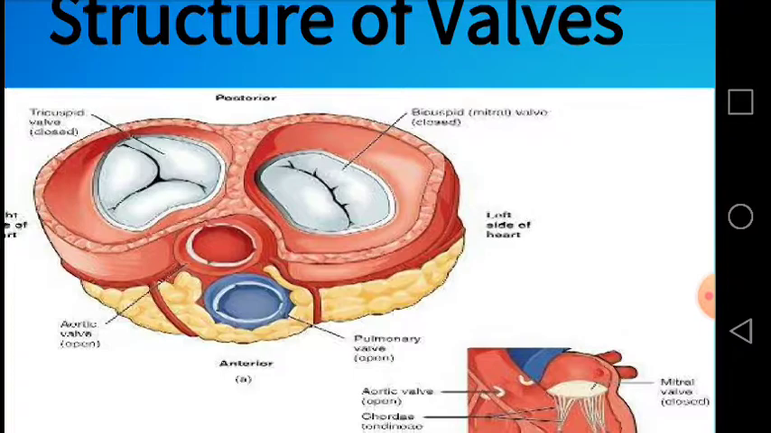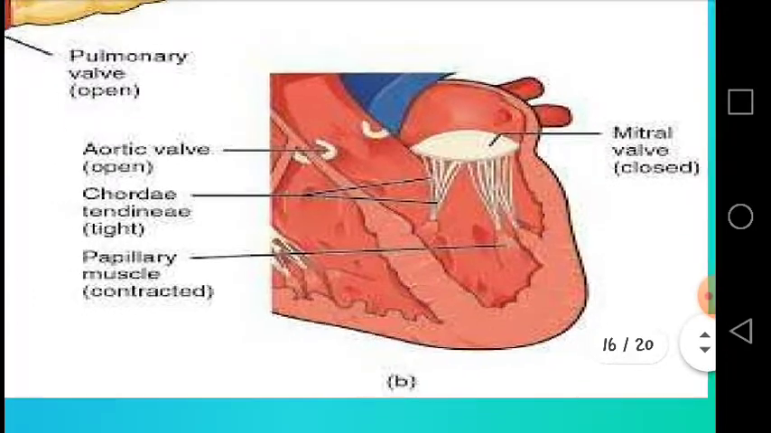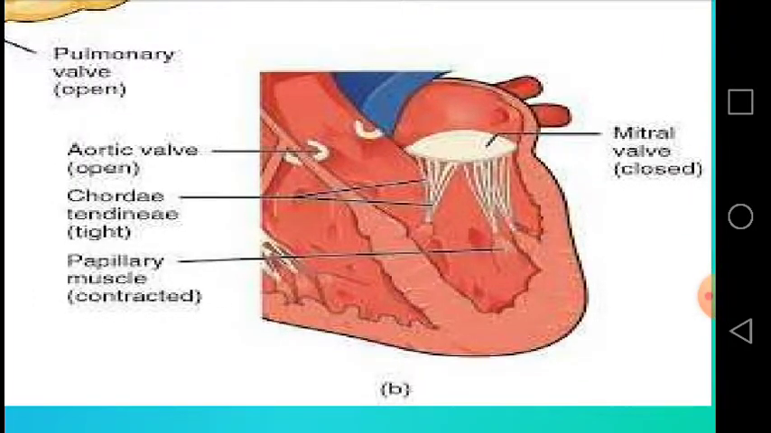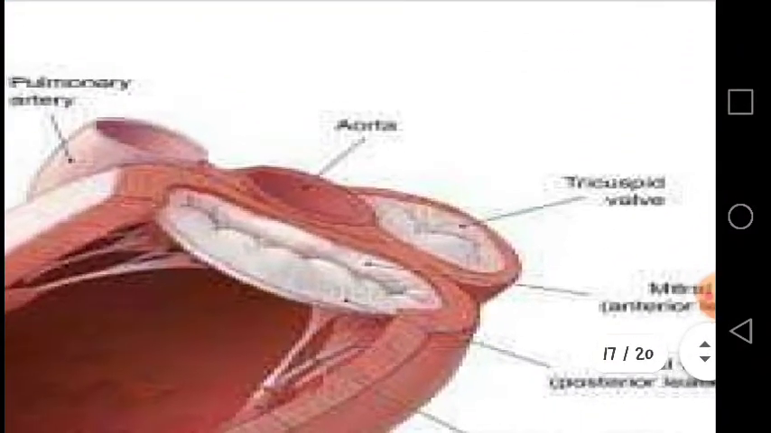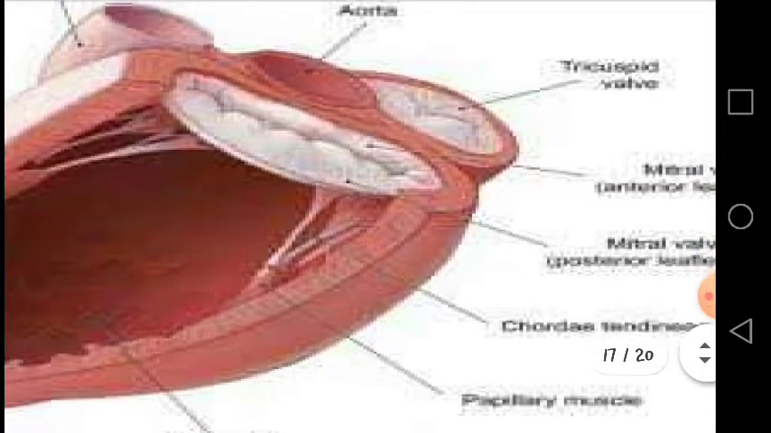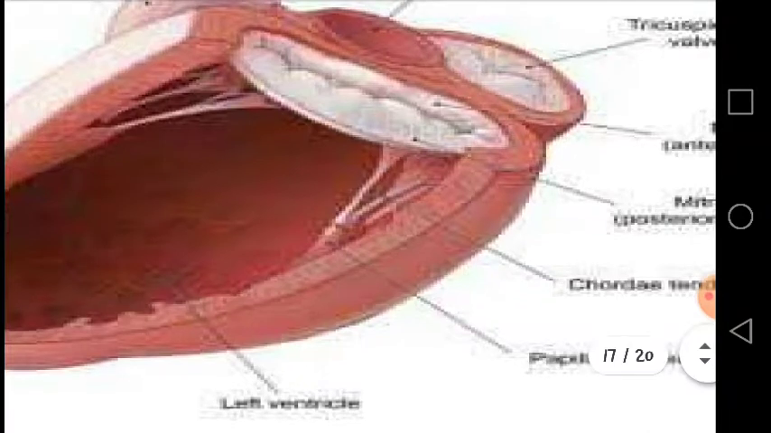If we look at the structure of each valve, this is the bicuspid or mitral valve. It is supported by chordae tendineae and papillary muscles. The chordae tendineae and the papillary muscles are very helpful in closing and opening of the mitral valve. After focusing on this, another view of the valves, you can see the bicuspid and tricuspid valves, how they are supported by chordae tendineae and papillary muscles.